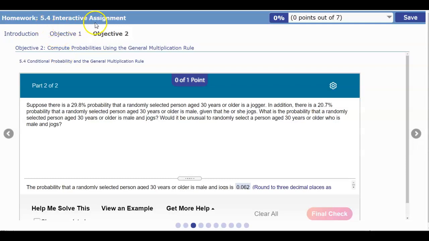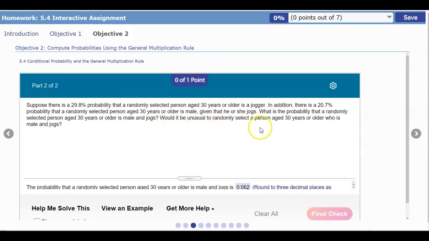Section 5.4 Interactive Assignment Objective 2. Suppose there is a 29.8% probability that a randomly selected person aged 30 years or older is a jogger. In addition, there is a 20.7% probability that a randomly selected person aged 30 years or older is male, given that he or she jogs. What is the probability that a randomly selected person aged 30 years or older is male and jogs?